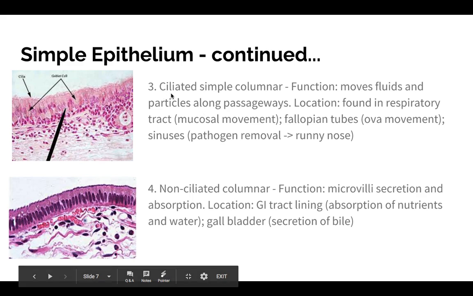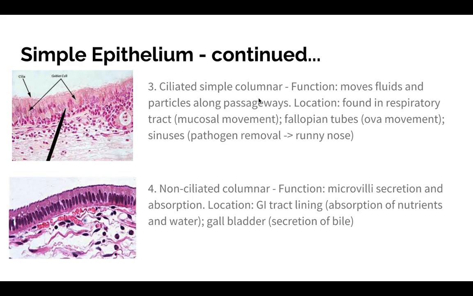Okay, next up here we have the ciliated simple columnar. Ciliated refers to that there are these little teeny tiny hairs on the ends of the cells to help for movement of stuff, and they are very elongated columnar shapes. All right, so the function of these cells is to move fluids and particles along passageways, and the location of these cells is in the respiratory tract, such as movement of mucus and stuff like that to keep things going and protect our respiratory tract from any foreign particles.